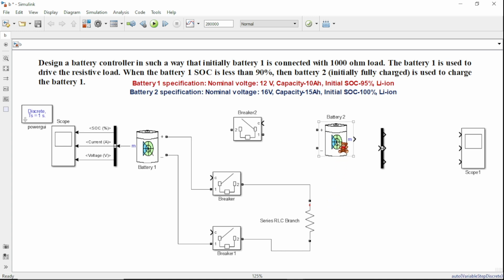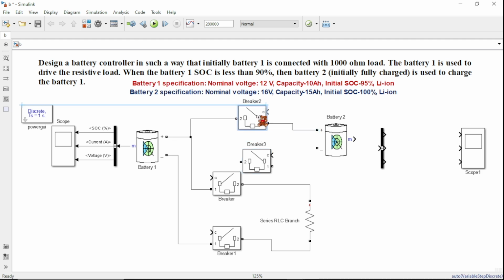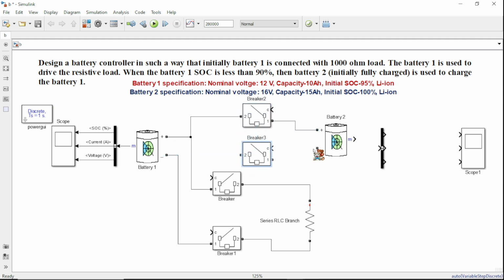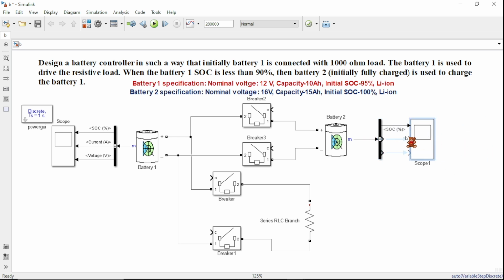But in the case of battery 2, you can see battery 2 will charge battery 1, so power is flowing from battery 2 to battery 1. That's why we have to connect the breaker from 1 to 2. You have to remember this point very carefully, otherwise you can get an error message. Similarly I am connecting negative to negative, and here you can see this is the 3 signal, positive, negative, as well as the SOC, current and voltage.